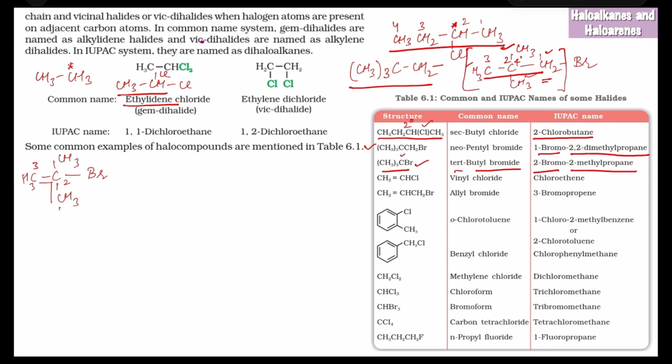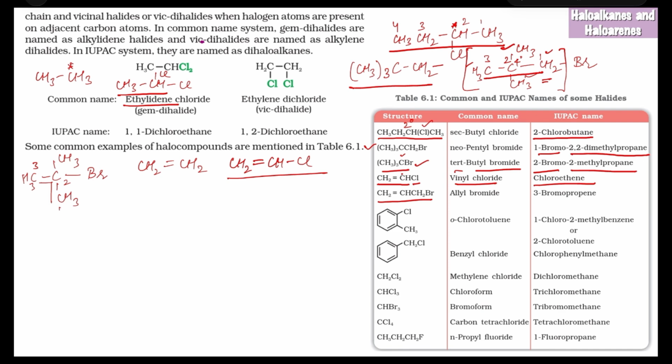Next is vinyl chloride, CH2 double bond CH. This is the vinyl group. Chlorine is bonded to a sp2 hybridized carbon, which is not a part of aromatic ring. So vinyl chloride is the common name. The IUPAC name will be chloroethene. If you see the structure of ethene, this is the structure of ethene. And if one of the hydrogens of ethene is substituted by chlorine, then this becomes CH2 double bond CHCl. So this is chloroethene.